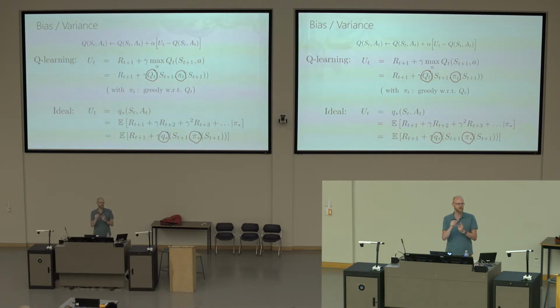We need different techniques to deal with them. Finally, the variance comes in over here because in the ideal case, if you want an update target without bias and without variance, we're talking about the expectation. Obviously, we don't have that in practice, so that's the source of your variance.